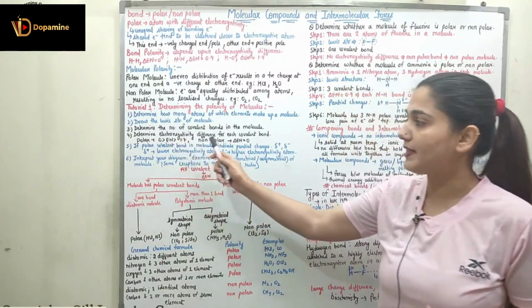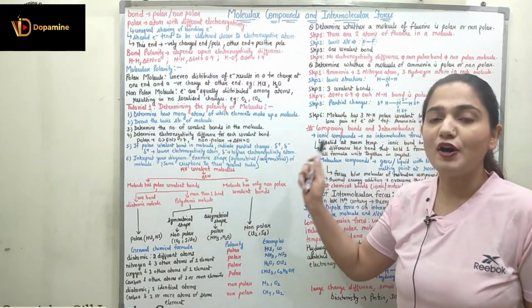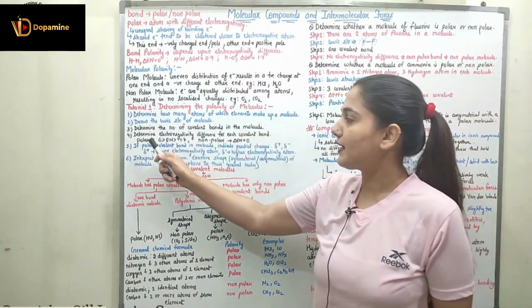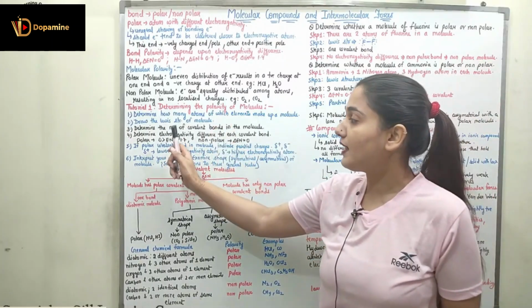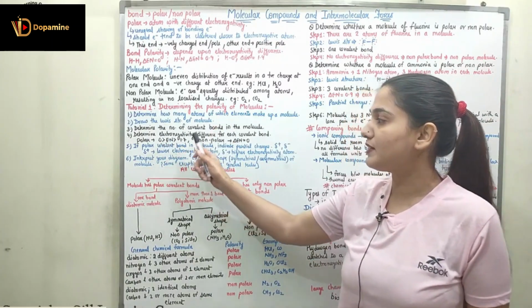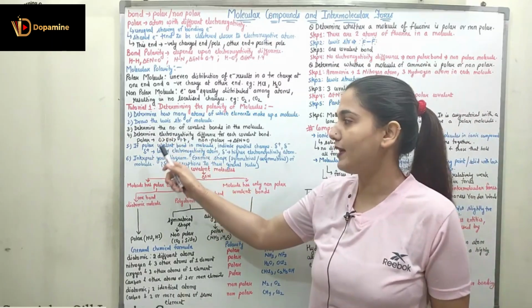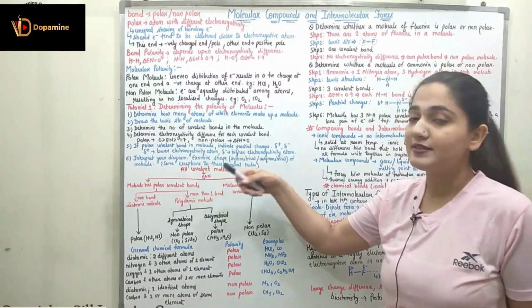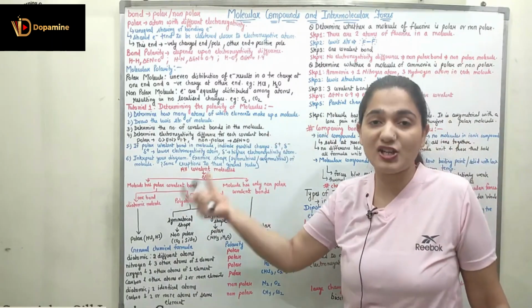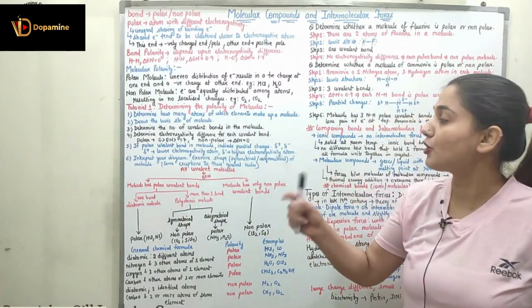Then I have to determine the electronegativity difference for each covalent bond. If the electronegativity difference is 0, then it is a non-polar bond, and if the electronegativity difference is between 0 and 1.7, it's a polar covalent bond. Right? If a polar covalent bond is there in the molecule, we now have to indicate the partial positive and the partial negative charge on it.